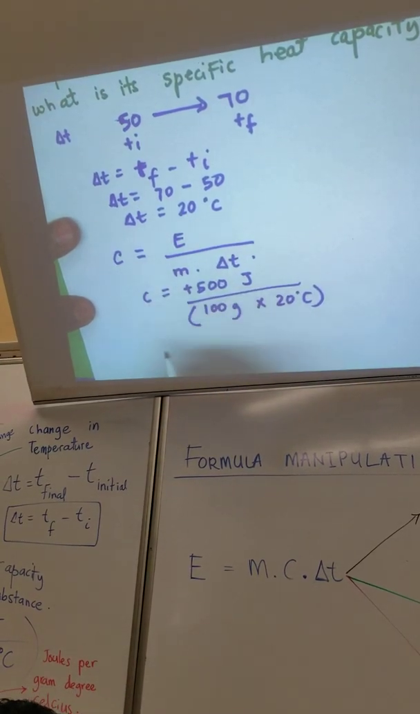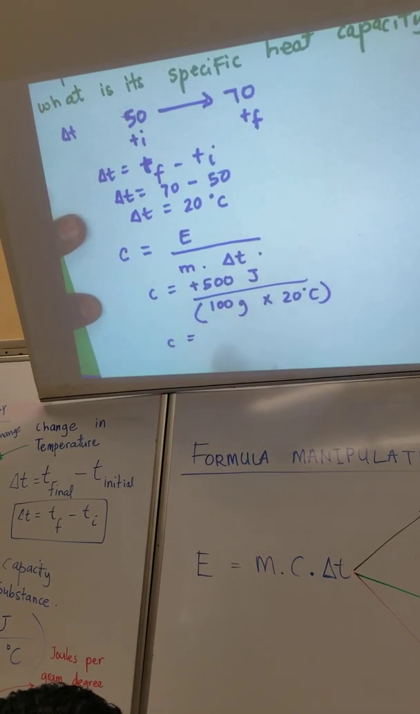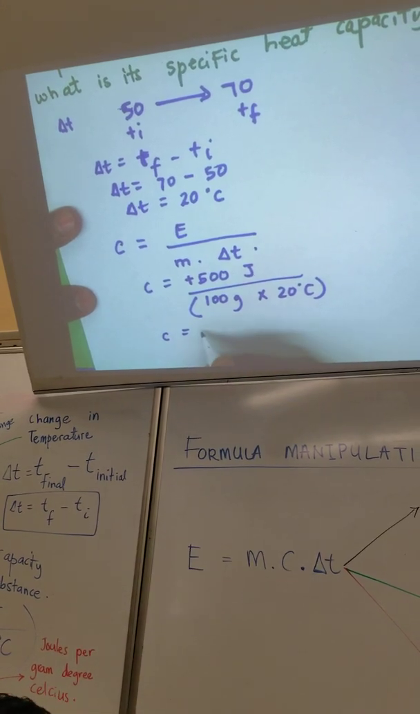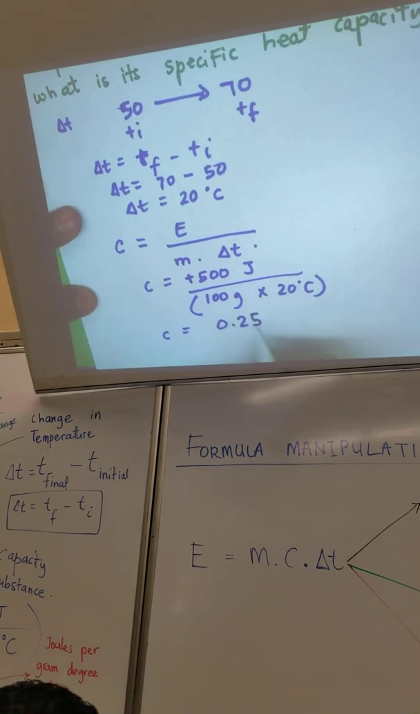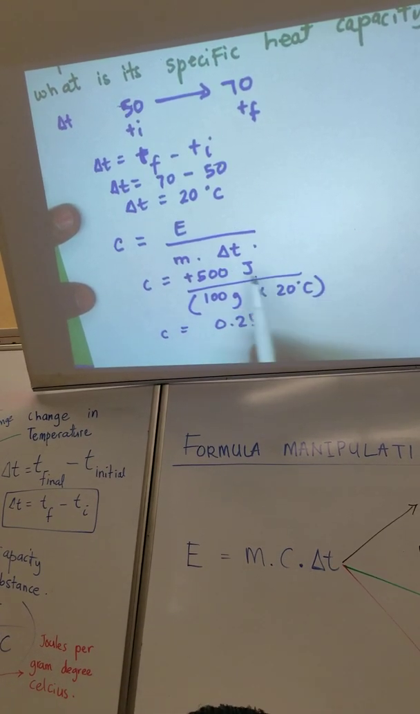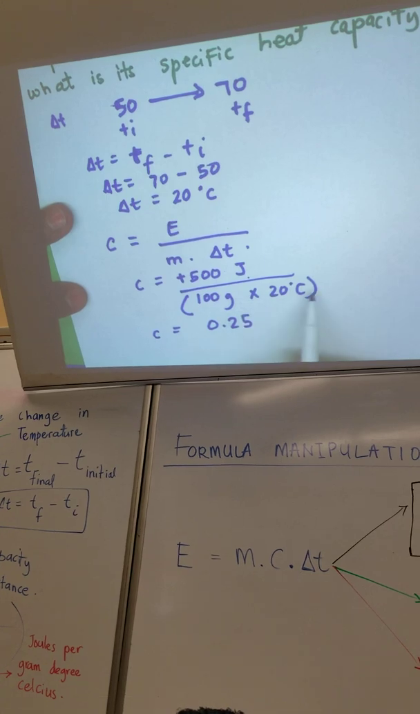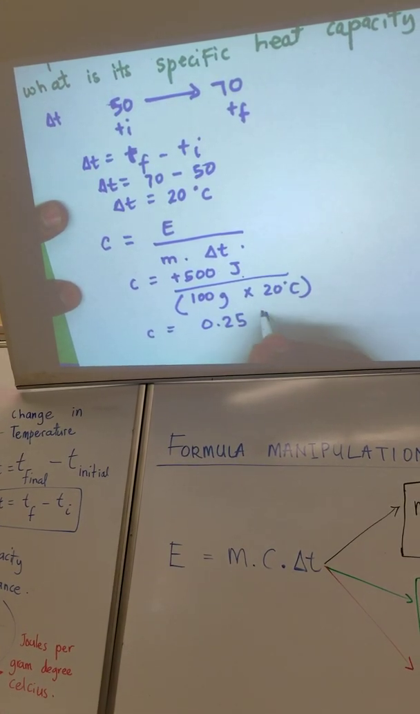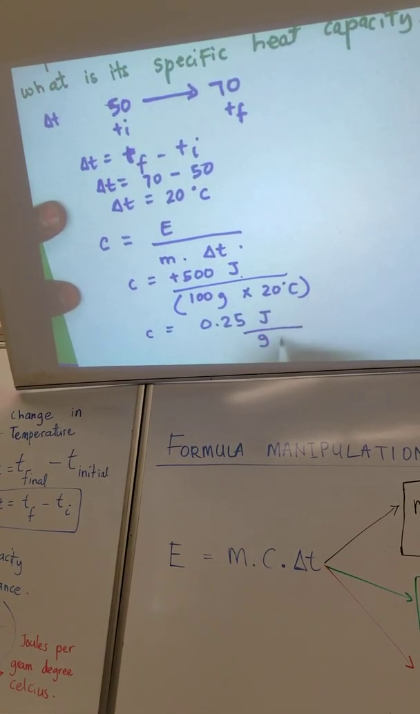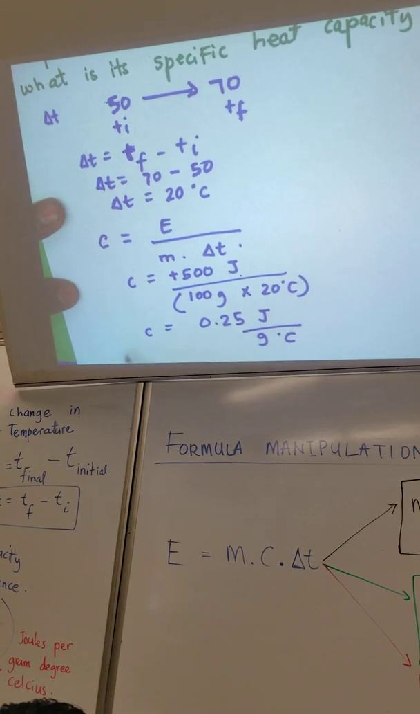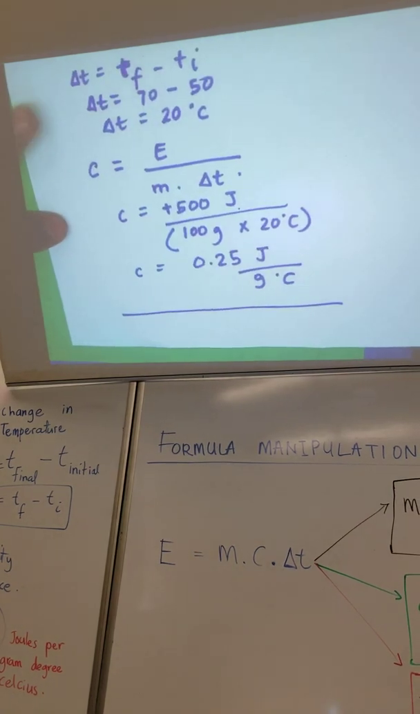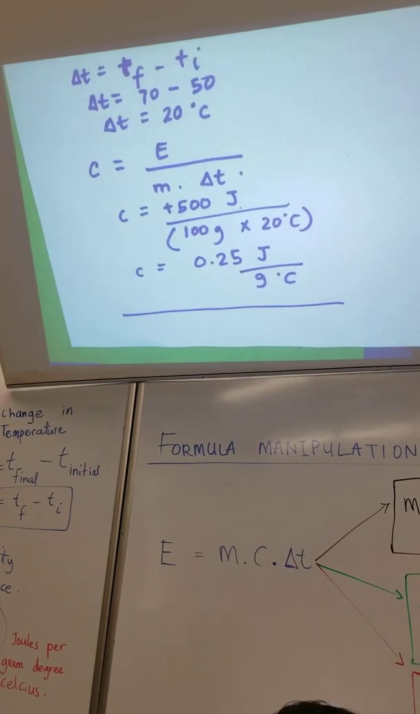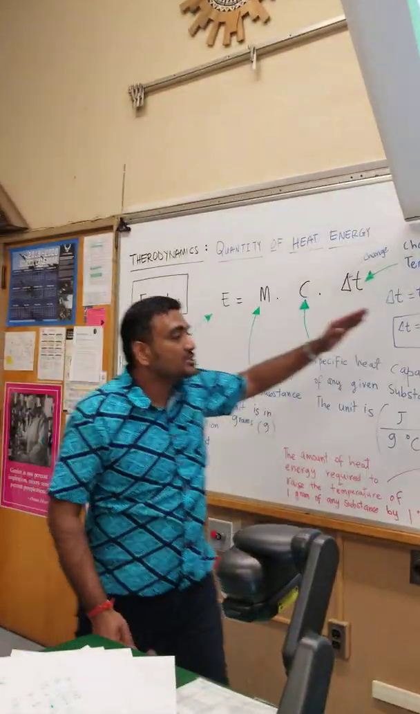As expected, the specific heat capacity for a metal is much lower than that of water, which is 4.184, so it is 0.25. None of the units are cancelling. Joules on the top, grams and degrees Celsius at the bottom. So the specific heat capacity of this metal is 0.25 joules per gram degrees Celsius. So today in the lesson we have learned how to use this formula and the different variations of this formula.